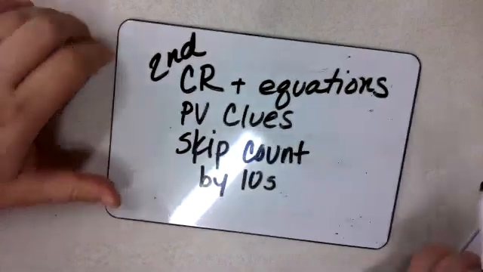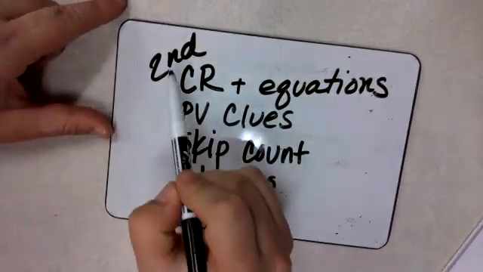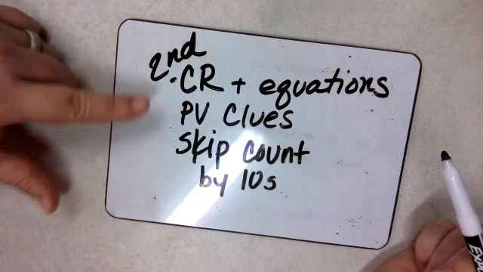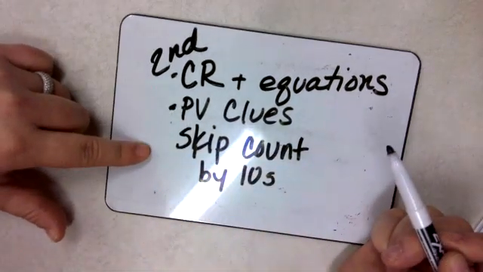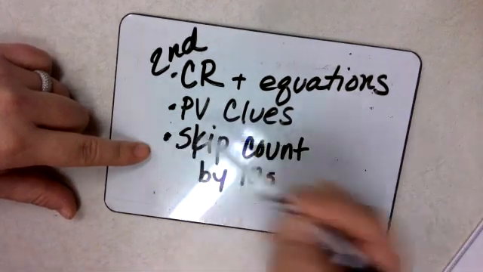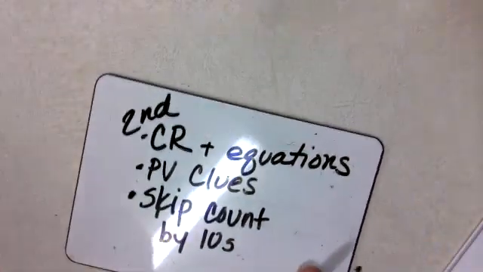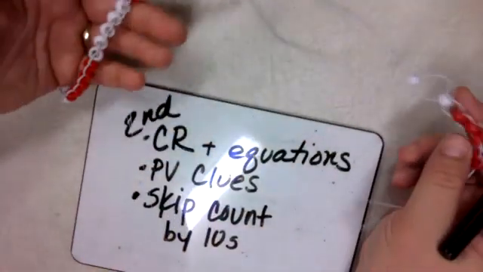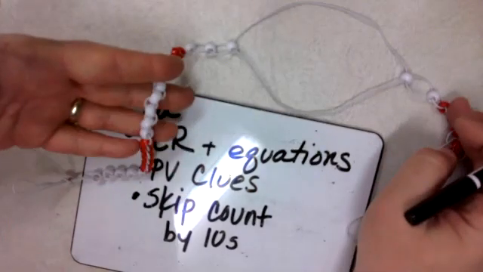In this second grade small group video, what you're going to do is start off with counting rope and equations, place value clues, and then finish up with skip counting by tens. Just like yesterday with their counting rope, let them do that independently. See how well they do.